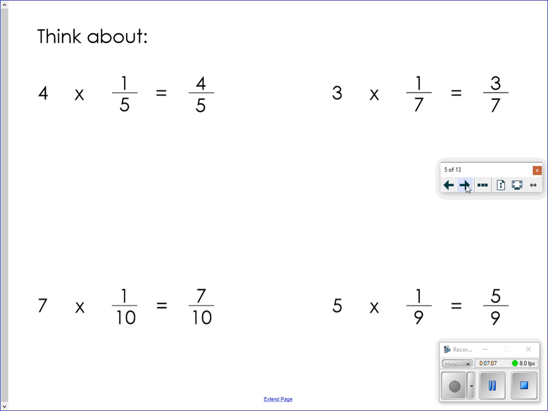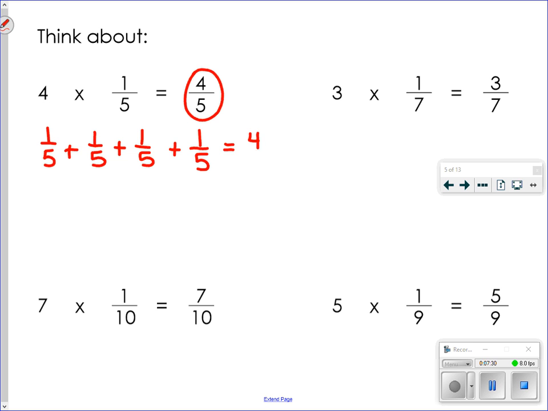Okay, so think about this for a minute. If I have 4 1/5, what we really have is 1/5 plus 1/5 plus 1/5 plus 1/5, right? We have 4 1/5s. And so you can see why that is 4/5, right? Okay, so it simplifies it, or makes it a lot easier to write when we can just say we have 4 1/5s, 4 groups of 1/5, okay? So let's use that then to solve some other problems.